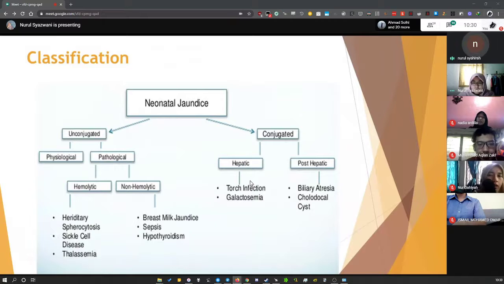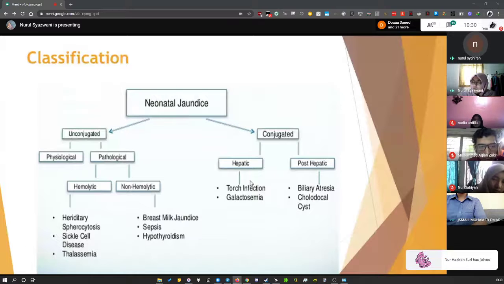Okay, so neonatal jaundice can be classified into two, unconjugated and conjugated. For the unconjugated, we have physiological and pathological. For pathological, we have hemolytic and non-hemolytic. Hemolytic can be caused by hereditary spherocytosis, sickle cell disease, as well as thalassemia. The non-hemolytic causes are breast milk jaundice, sepsis, and hypothyroidism. For the conjugated, we can divide it into hepatic and post-hepatic causes. Hepatic causes include TORCH infection as well as galactosemia. The post-hepatic causes are biliary atresia and choledochal cyst.